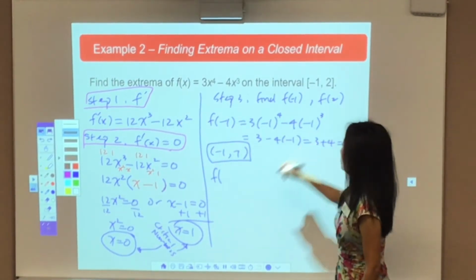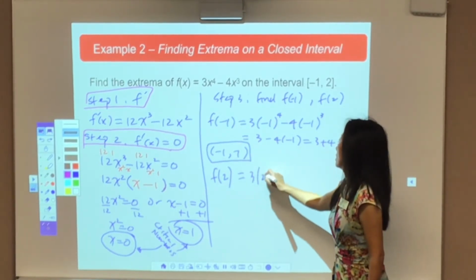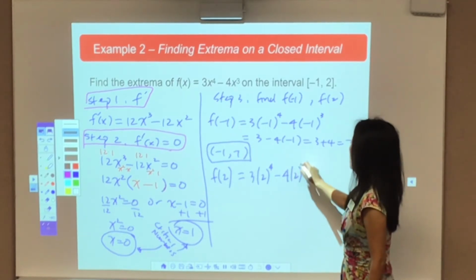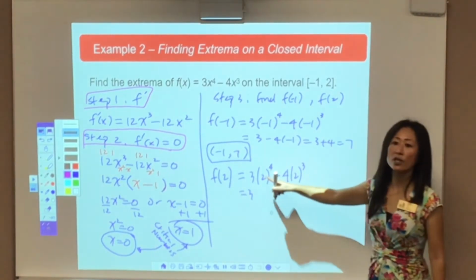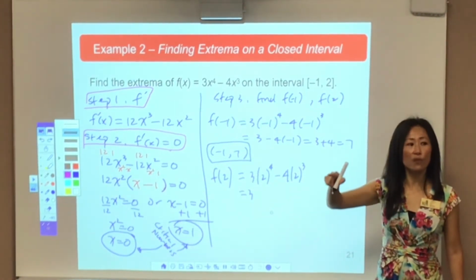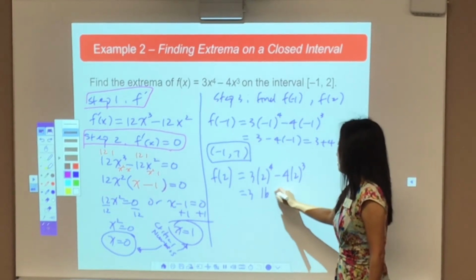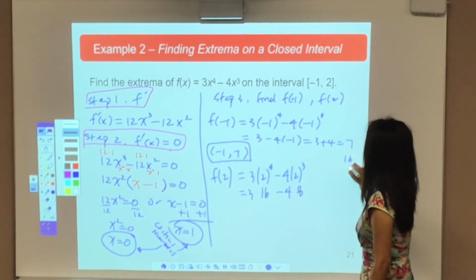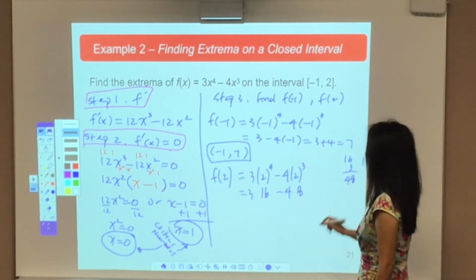What's the next one? F of 2. Two to the 4th is 16, and 2 to the third is 8. So it is 16 times 3, which is 48, minus 4 times 8.